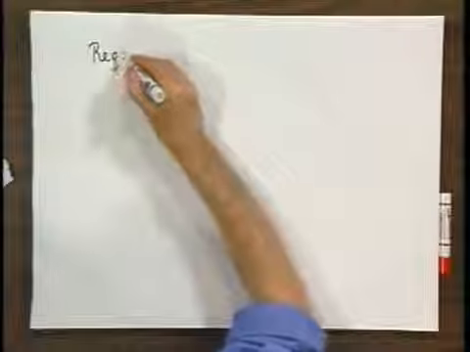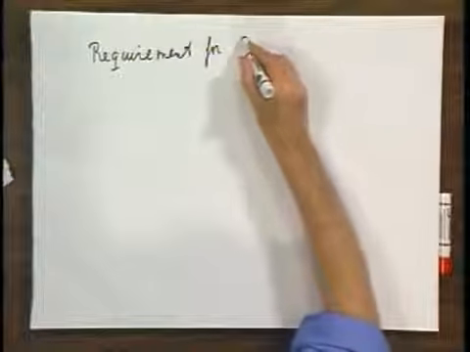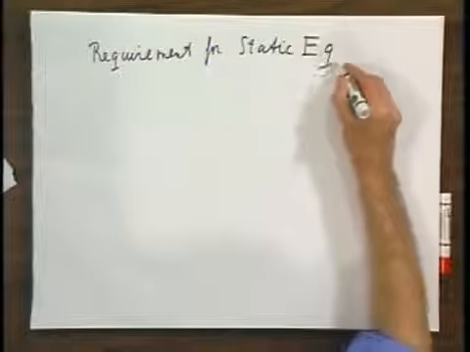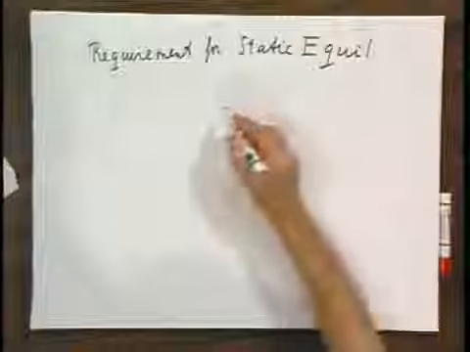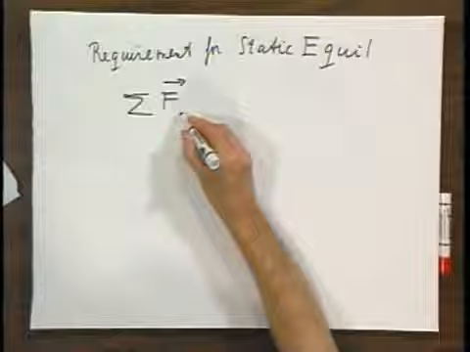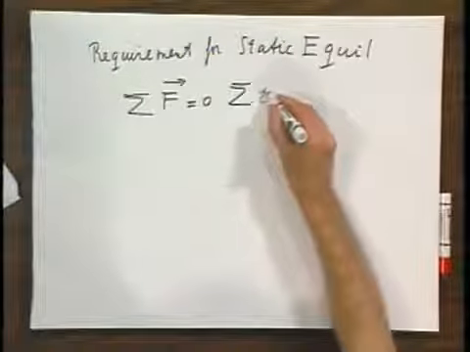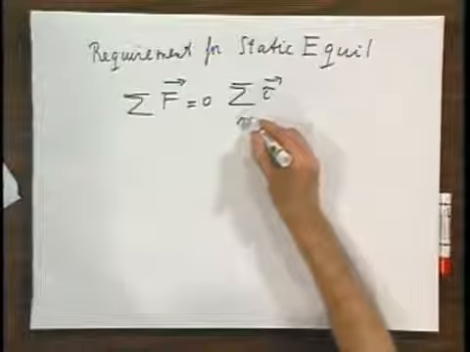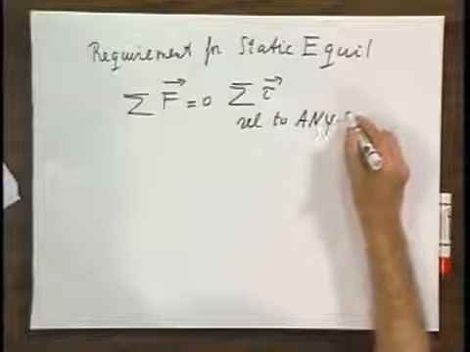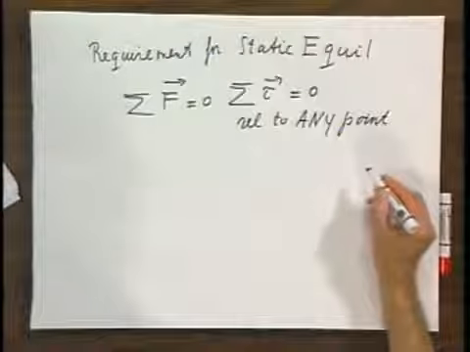The requirement for static equilibrium: that the sum of all forces on that object be zero, and that the sum of all torques relative to any point that you choose also be zero.